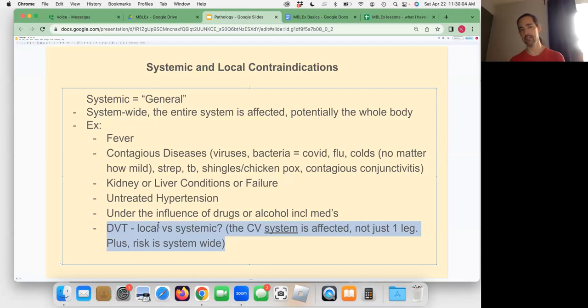Okay, again, the question of a DVT, is it local or systemic? And here I'm just specifying that the cardiovascular system is affected, not just one leg, plus the risk is system-wide.